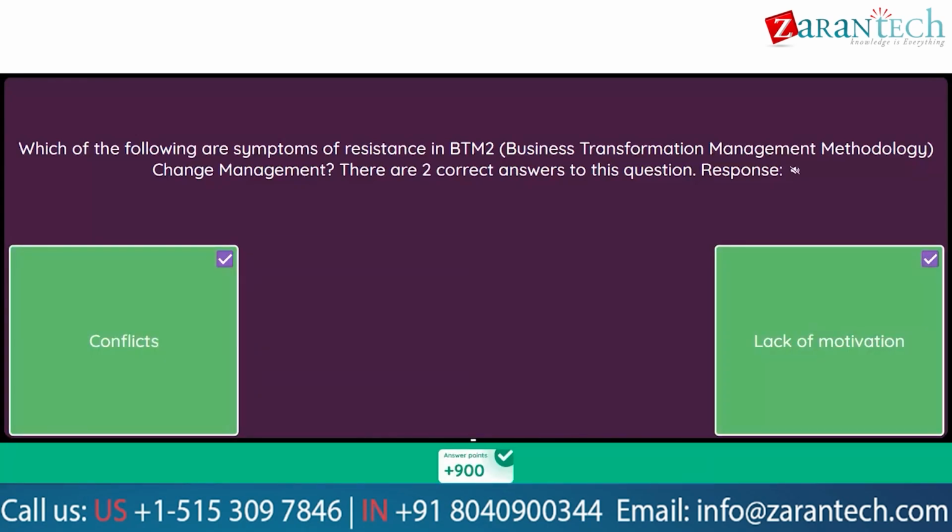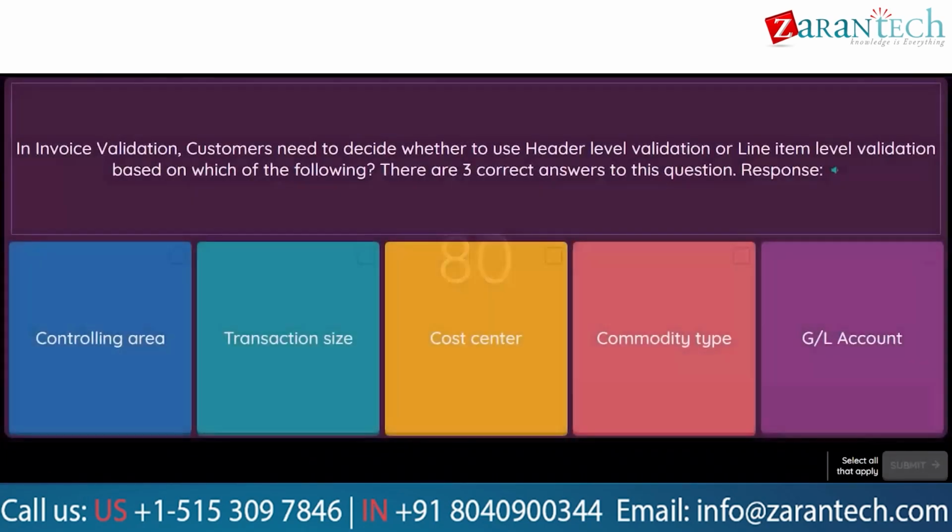Question: In invoice validation, customers need to decide whether to use header level validation or line item level validation based on which of the following. There are 3 correct answers to this question. Response: Option 1 Controlling area. Option 2 Transaction size. Option 3 Cost center. Option 4 Commodity type. Option 5 G/L account.